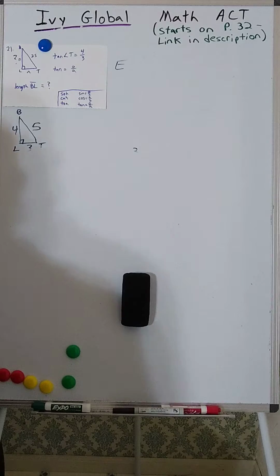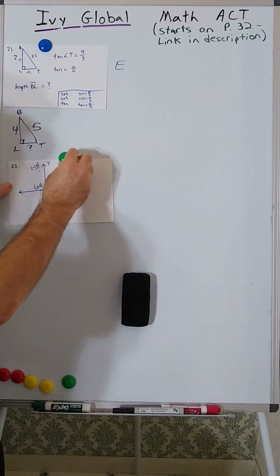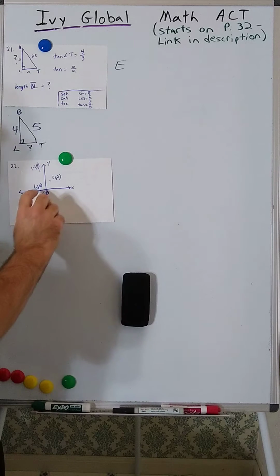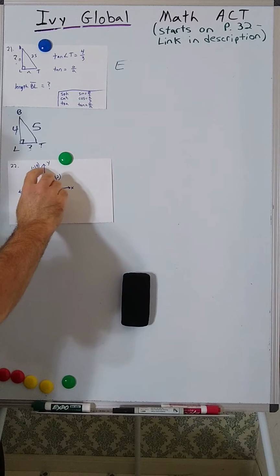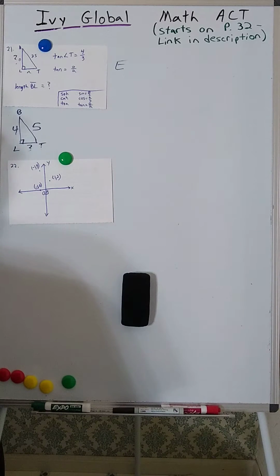All right, 22 gives us a coordinate plane and asks us, in the standard XY coordinate plane below, 3 of the 4 vertices of a square are shown. Which of the following coordinates is the 4th vertex of the square? Okay, so we have these 3 vertices, and if you look at it, it looks like the 4th vertex should be somewhere over here, and that's in the 2nd quadrant.